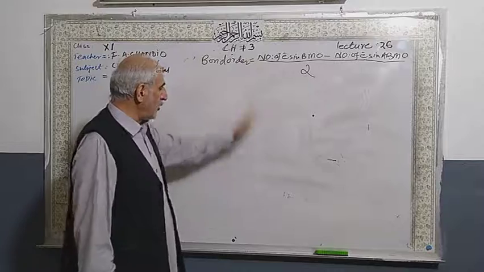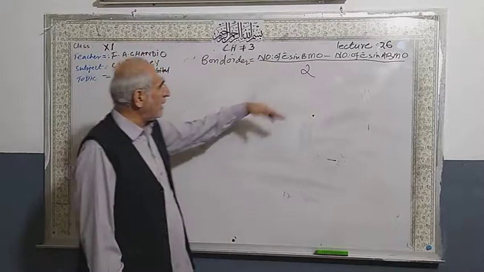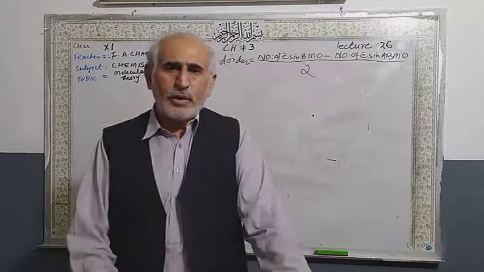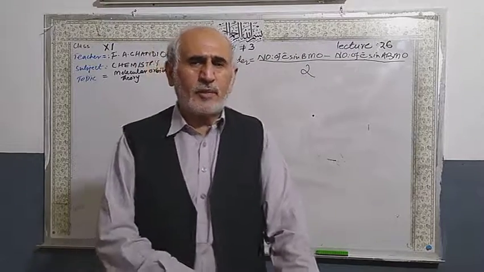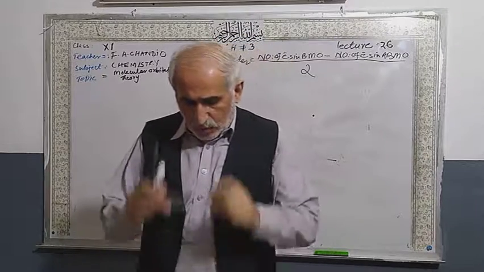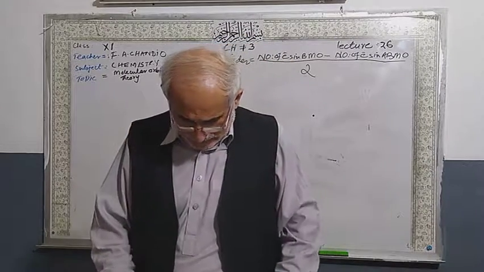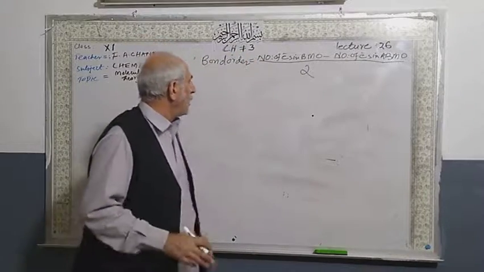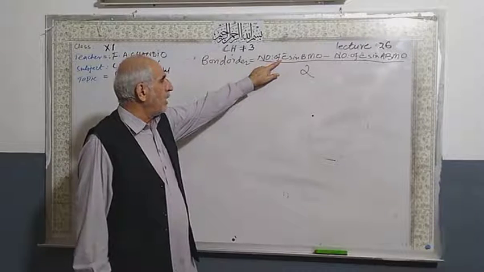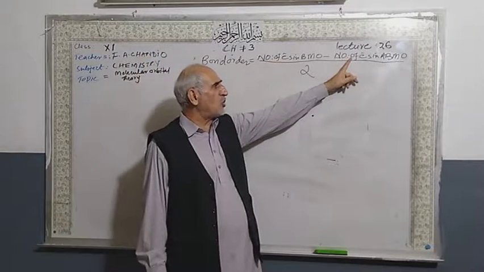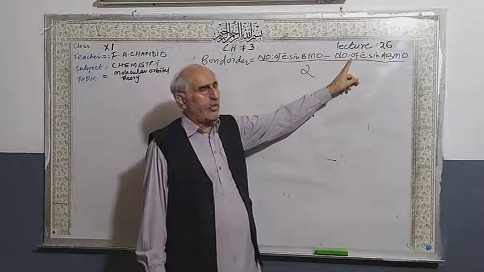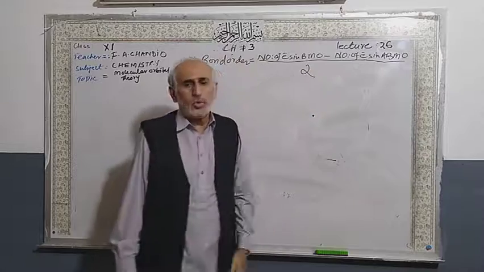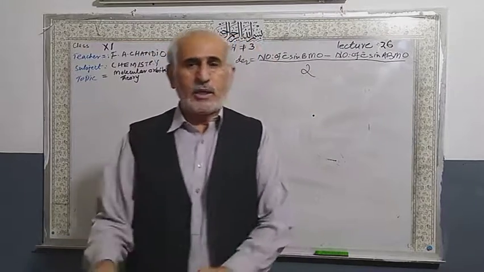Count the number of electrons in the bonding molecular orbitals, downward, minus the number of electrons above the line, in the antibonding molecular orbitals. Put in this formula and divide by 2, and you will get the bond order. Suppose in hydrogen you have 2 electrons in bonding molecular orbitals and none in antibonding: 2 minus 0 is 2, 2 divided by 2. So the bond order of the hydrogen molecule is 1.